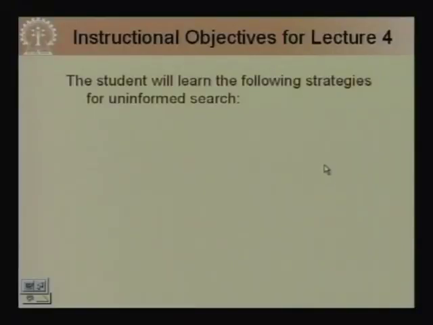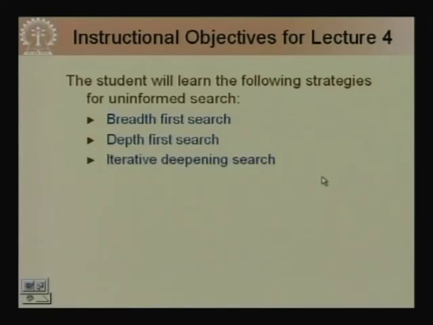The instructional objectives of today's lecture: the student will learn the following strategies of uninformed search: breadth first search, depth first search, iterative deepening search, and bidirectional search. So we will look at these four strategies. We will know what uninformed search is. Uninformed search means searching through the state space without using any extra information, without using any domain specific information.